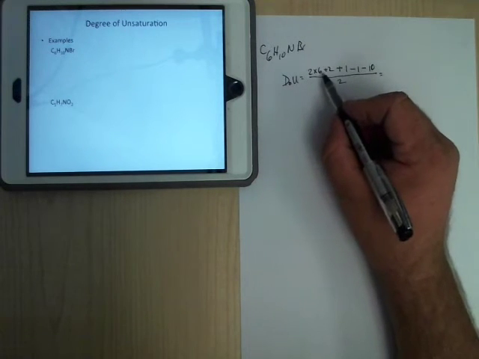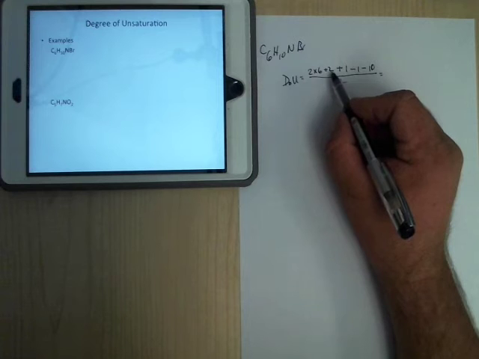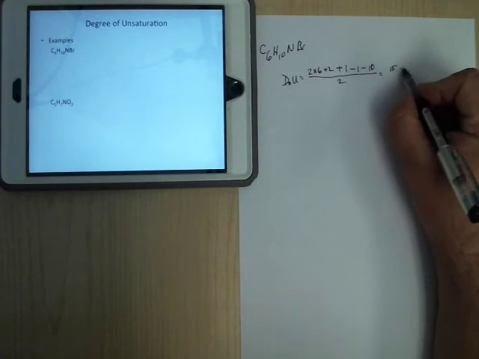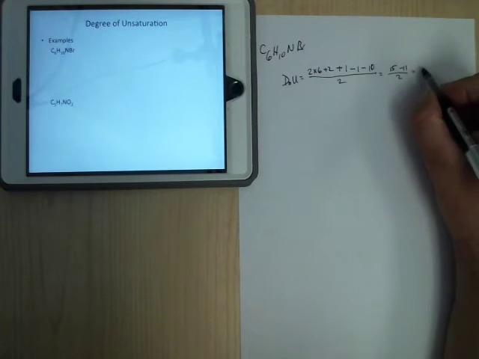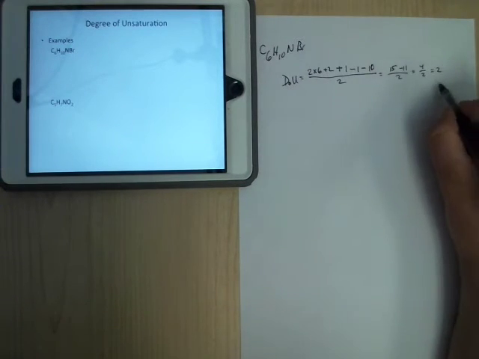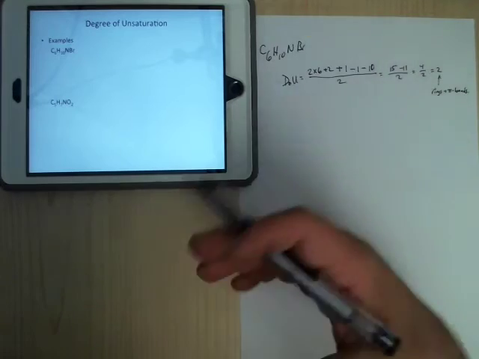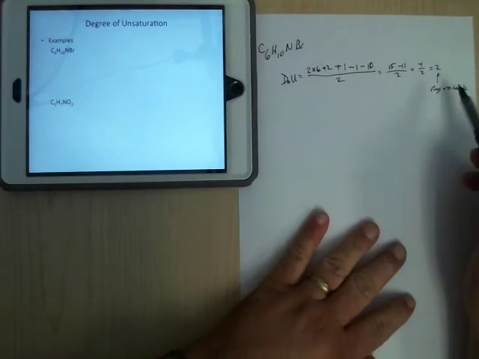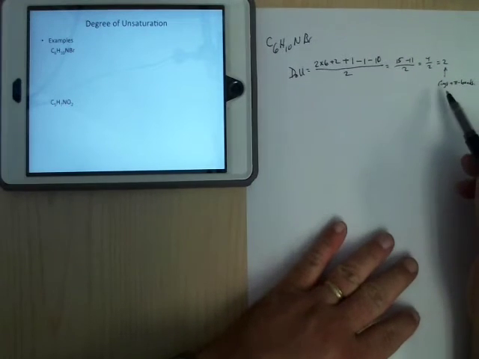So this is 12, 14, 15. 15 minus 11 is 4, so it's 4 divided by 2. That means 2. So that is the number of rings plus pi bonds. We could have 2 rings, we could have a triple bond, or some weird combination of a double bond and a cycloalkane.